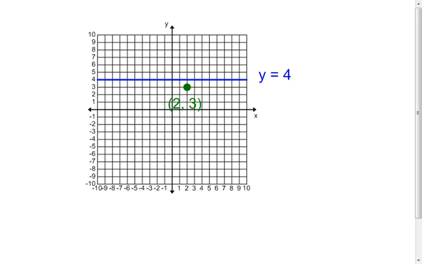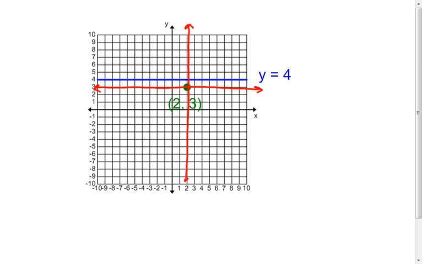So here is what we're looking at. Of course, y equals 4, you should know by now, is a horizontal line. And what I want to do is come up with the equation of the line that is parallel to that horizontal line and goes through the point (2, 3). And that would look like this. A line that is parallel to that one will also be a horizontal line and have a slope of 0. The line that's perpendicular to it will be a vertical line.